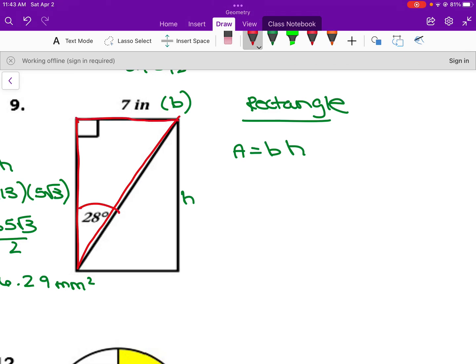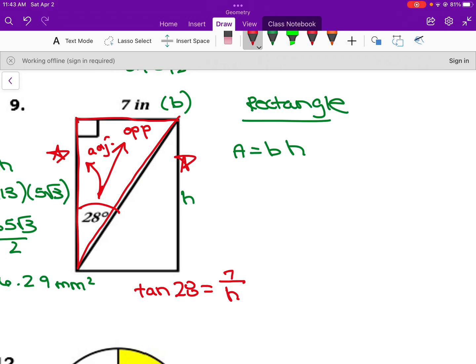We have an angle here of 28 degrees, and I'm looking for this measure here that's starred, because that's going to be the same measure across the way here. So noticing that with respect to the 28 degree angle, I have an opposite side and an adjacent side. Do you guys remember this is going to use the tangent function? So I could build this and say tangent of 28 equals 7 over the height, which I don't know. And so to isolate my variable, I'd need to take 7 divided by tangent of 28 to get my height.